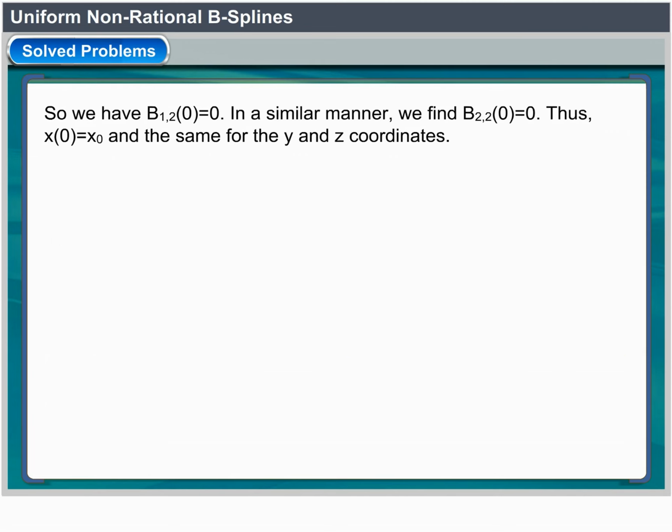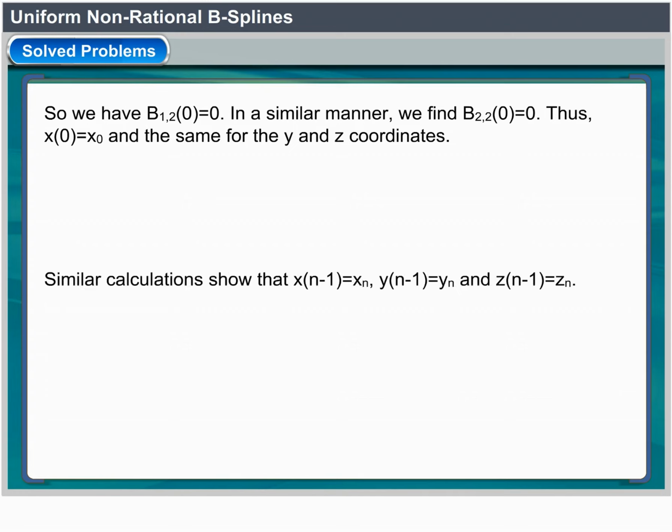Thus, x(0) is equal to x_0, and the same for the y and z coordinates. Similar calculations show that x(n-1) equals x_n, y(n-1) equals y_n, and z(n-1) equals z_n.